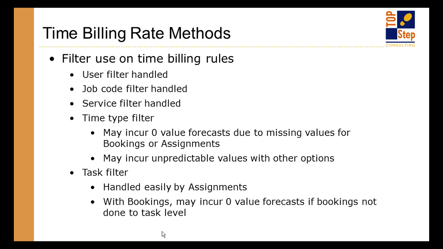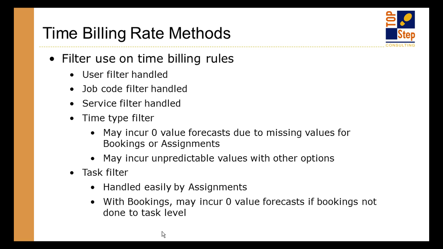Now, when you're dealing with time billing rules, as those of you who have worked with billing rules before know, they tend to have a lot of controls and configurations: caps, filters, rates. And one thing I wanted to highlight is the filters in particular. When you're dealing with forecasting versus actuals, there are some nuances to be aware of. Specifically, user, job code, and service are all things that are common between bookings and time, or task assignments and time. But what's not common is time type.